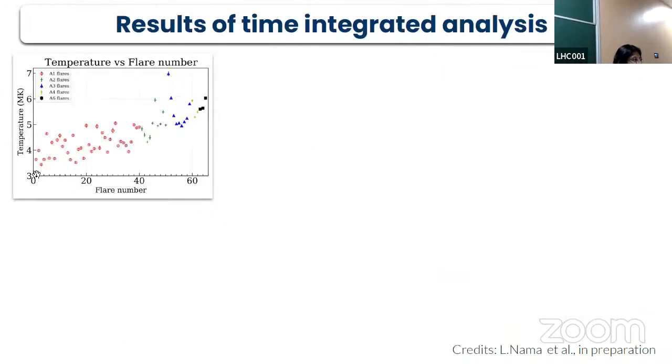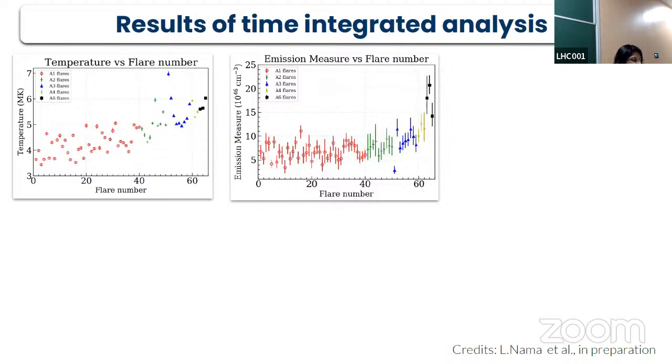Here I have plotted all the results from the time integrated analysis. We have defined a quantity called the flare number, which varies like this: all these red dots show the A1 class of flares, green shows A2, blue shows A3, mustard yellow is A4, and black is A6. When we plot it against temperature, we see that temperature varies linearly with the subclass, which is also seen for higher classes of flares. Also, as expected, emission measure scales with the subclass of flares.